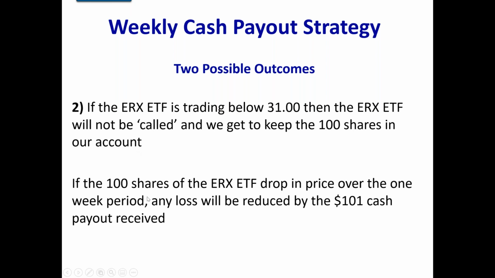So if ERX drops in price over that 1 week period, any loss would be reduced by the $101 in cash payouts that we received. So if the ERX drops a point over that 1 week period, then we would just about break even on that trade. So any drop in the price is offset by the call option that we sold. And then of course, if it did drop in price, at expiration, you could sell another weekly call that would be good for another 7 days and collect another premium.